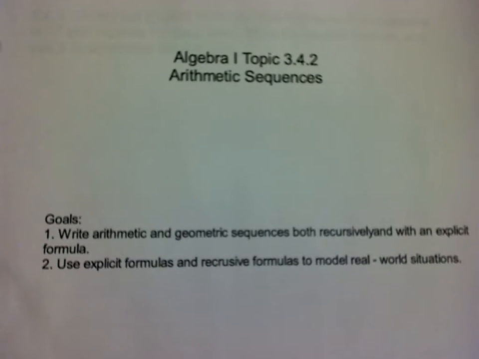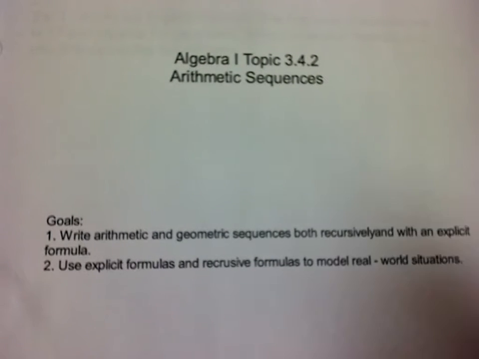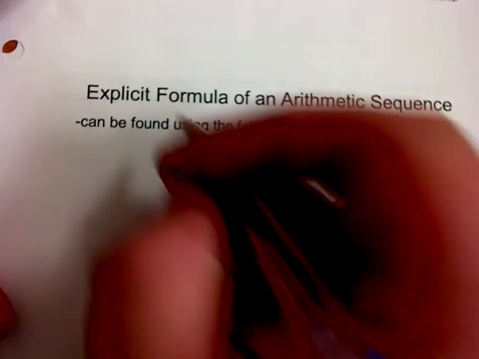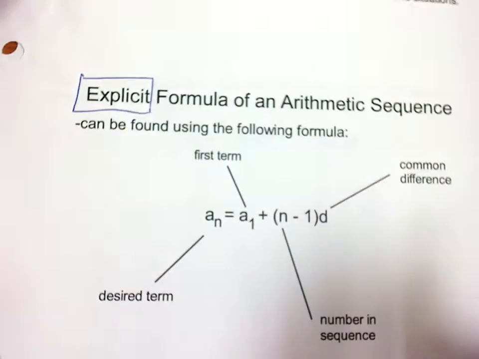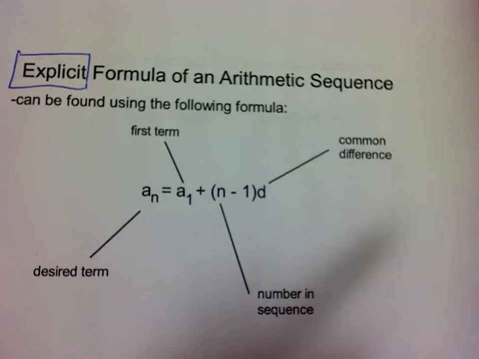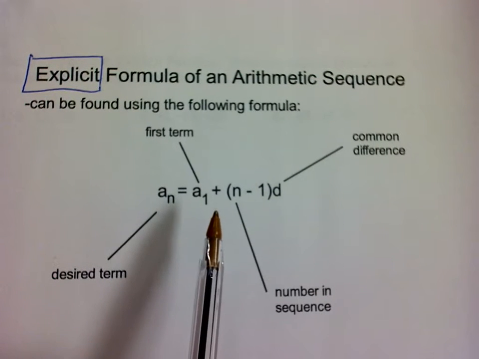Okay, we're going to continue talking about arithmetic sequences here today. Yesterday we were using the recursive formula to find certain terms in a sequence, and today we are going to be using the one that, the majority of the time, if we can, we are going to be using, which is known as the explicit formula. Now we will see some similarities between this one and the recursive formula.